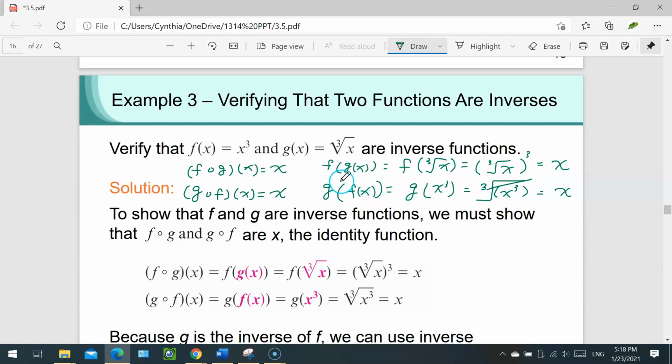So once you can prove both, when they compose in two-way direction, f compose g and g compose f, both results give us the single x. In that case, yes, your f function and the g function are inverse.